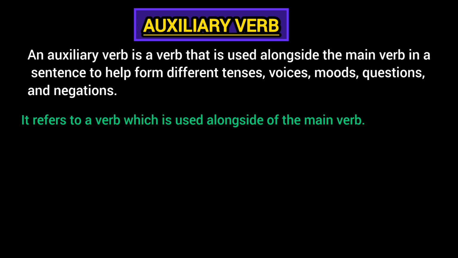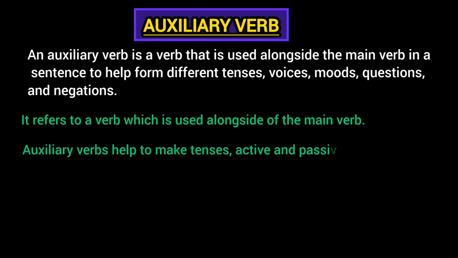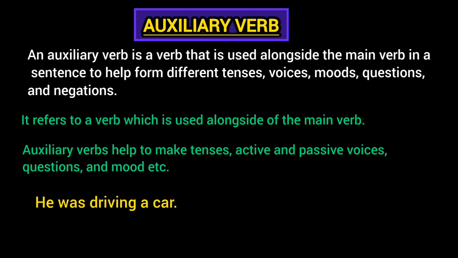There must be a question in your mind that why auxiliary verbs are used. The simple answer is that auxiliary verbs help to make tenses, active and passive voices, questions, and mood, etc. Let me give you a sentence and you tell me what tense it is. He was driving a car. While looking at the sentence, you must say that it is past continuous tense.